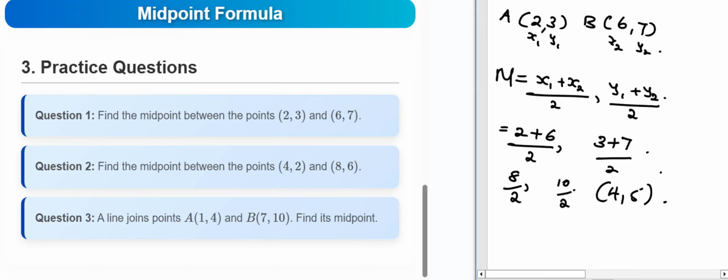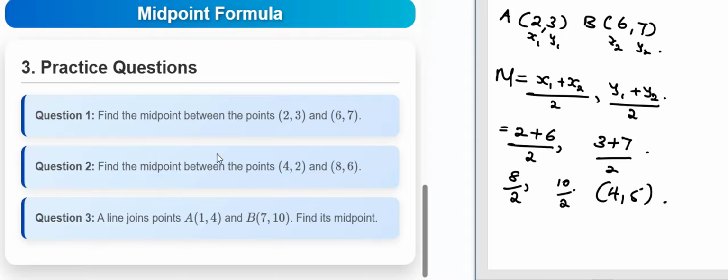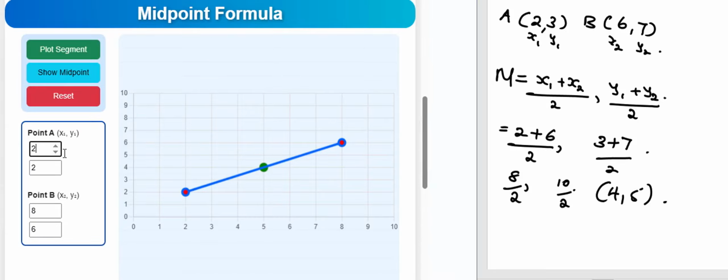So can we try to enter these values in our graph and see if it will give us that midpoint as 4, 5. So we have our x1 was 2 and our y1 was 3, and our x2 was 6 and our y2 was 7. And then we plot the segment and we show the midpoint. And as you can see, the midpoint is at 4 on the x-axis and 5 on the y-axis. So we are correct. Let me try another example.